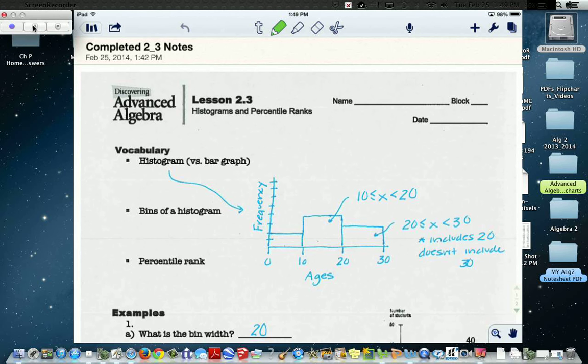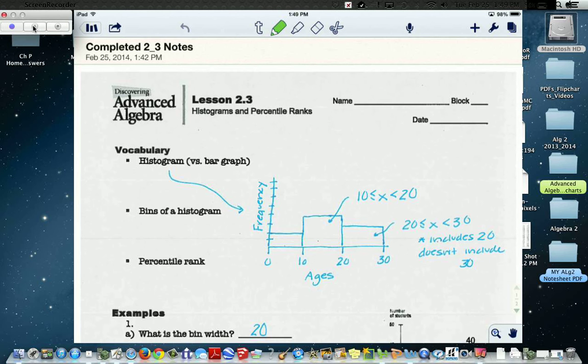An example of a bar graph would be if I take the class and I say, how many of you have a purple shirt on today? And 6 people had a purple shirt. Then the next category might be how many people have red shirts. So it's more of a categorical versus quantitative system.